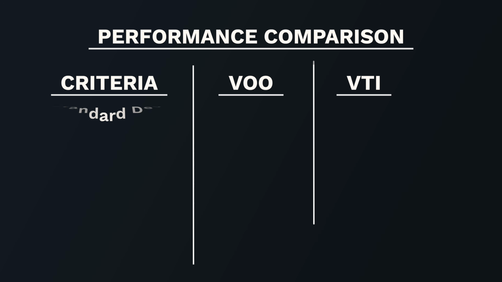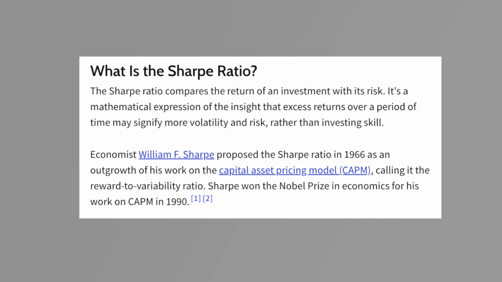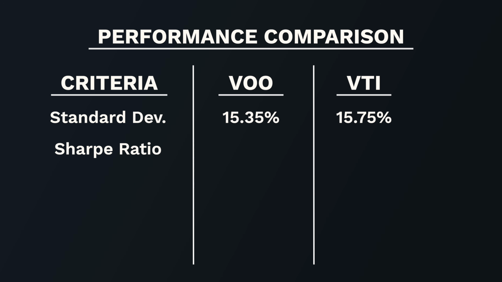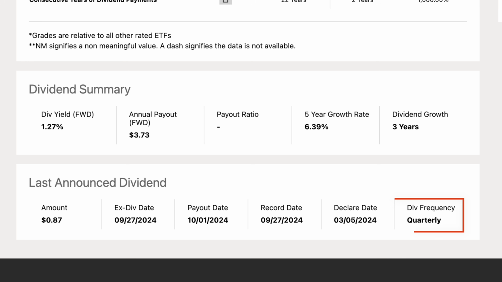But besides that, interestingly enough, VTI has actually computed a higher standard deviation at 15.75%, rather than VOO's at 15.3%. But from there, if we look at the Sharpe ratio, which indicates the actual return that you get along with the amount of risk that you are willing to take, for VOO, the number is higher at 0.76 compared to VTI at 0.71. And lastly, in case you didn't know, they both pay a dividend, where VOO currently has a 1.24% dividend yield that pays out quarterly, and VTI is extremely similar, but with a 1.27% dividend yield.